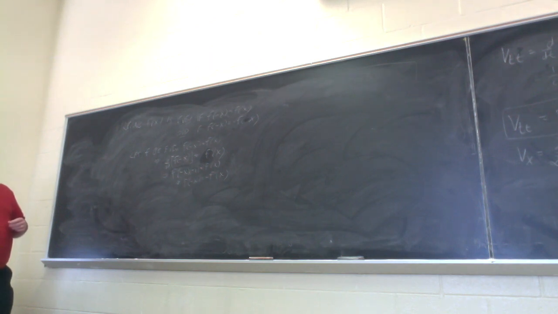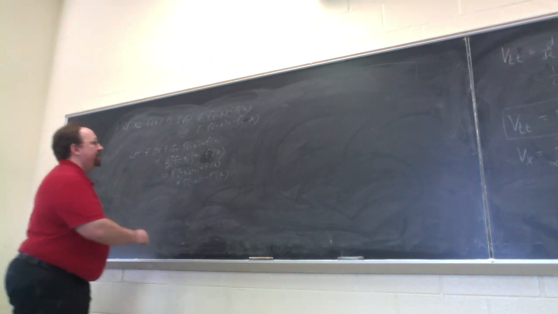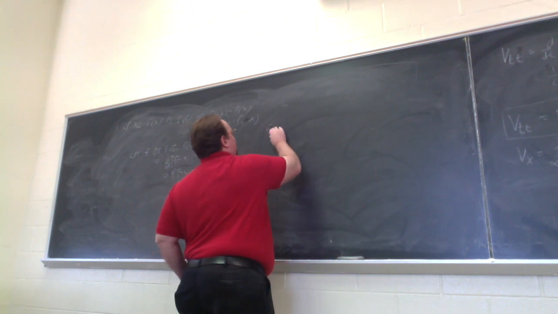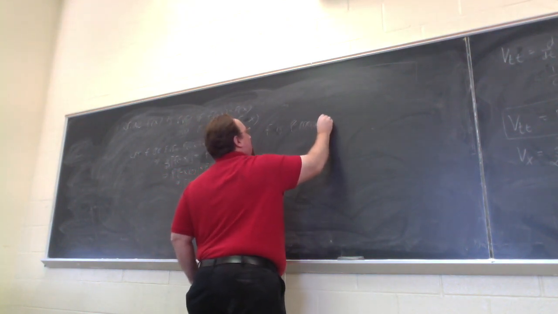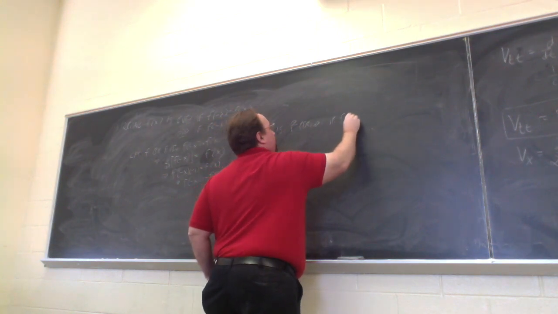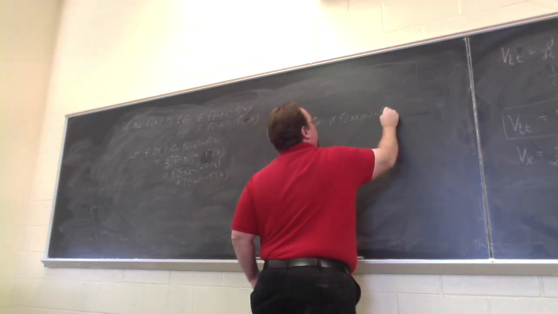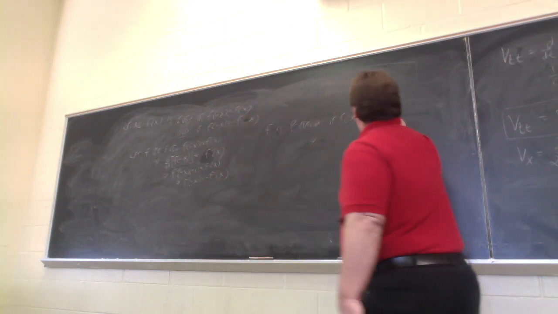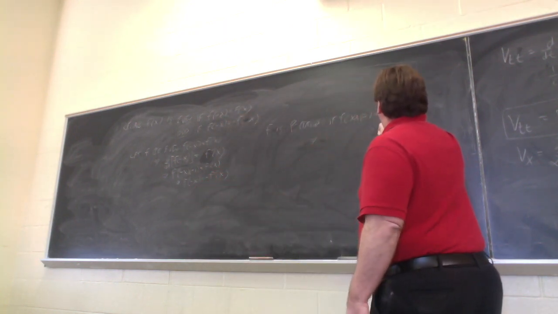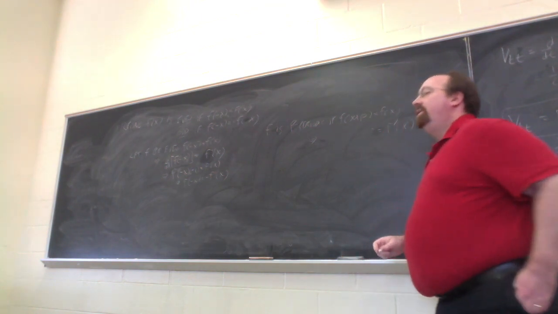Okay, let's look at periodicity. F is, say, p periodic if f of x plus p equals f of x. Okay, let's differentiate both sides of this. So on the right side, you just get f prime of x. So what's the derivative of the left side?